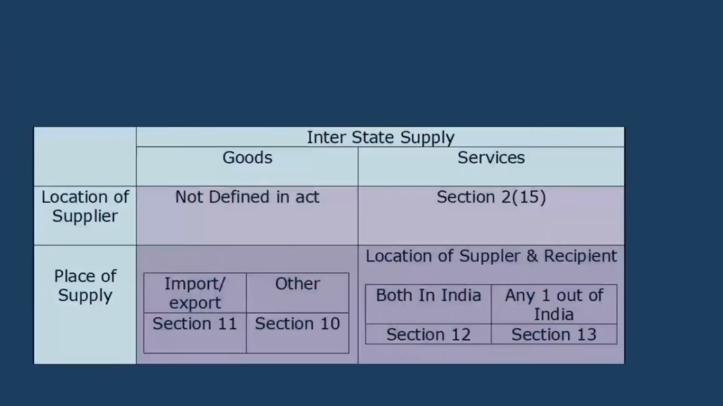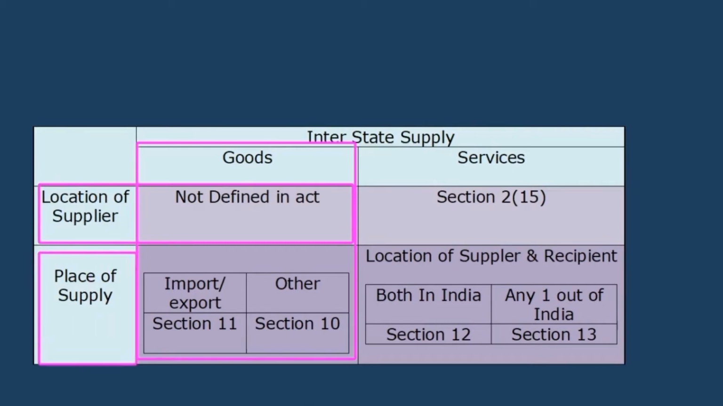Now let us see one summary chart for all the relevant provisions regarding interstate supply. First, focus on goods. Location of supplier of goods is not defined under the Act. We will see this one by one. Place of supply is actually divided into 2 parts. In case of import or export of goods, that will be governed under Section 11. And for local supplies within India, it will be governed by Section 10. So we will understand now one by one these provisions.